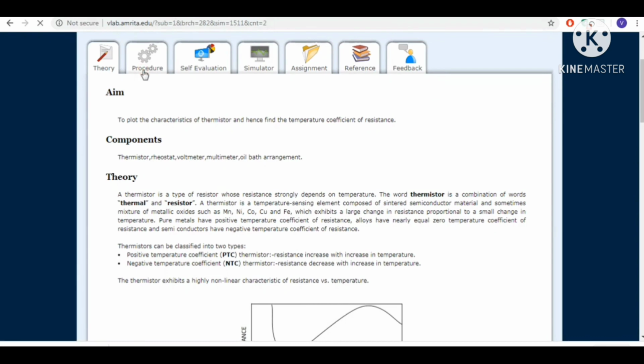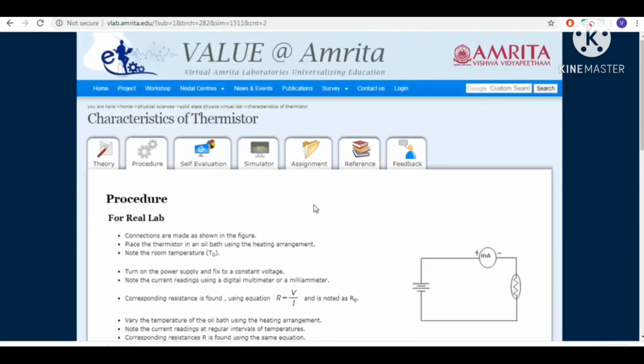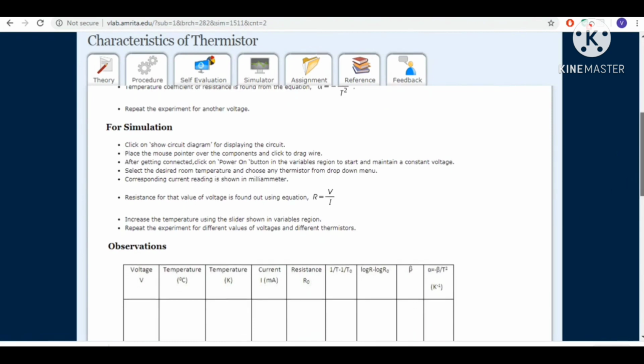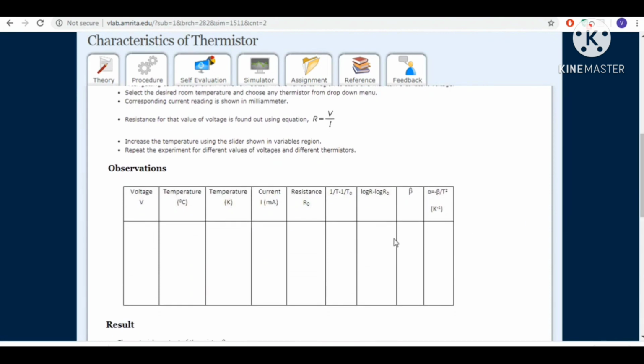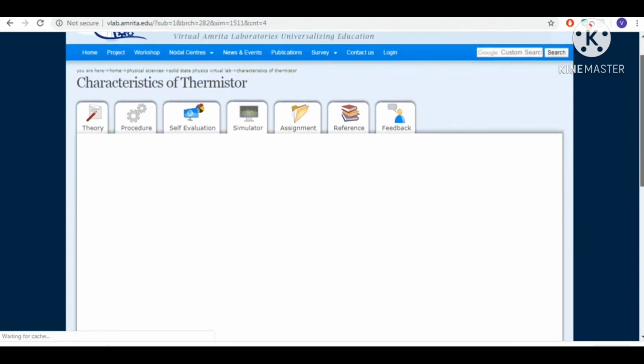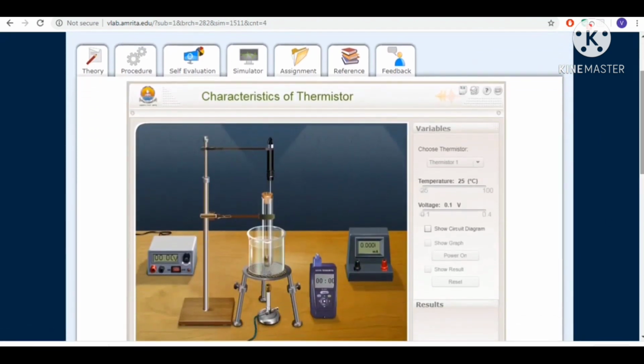So now this is the procedure. Here there are two types of procedure. First is real lab and the other one is simulation. You can see. Now we will deal with the simulation procedure, and this observation table is also given here. Before performing the experiment, I recommend drawing this table in your lab record book or notebook, so that it will be easy for you to note down the readings. So now we will go to the simulation process.